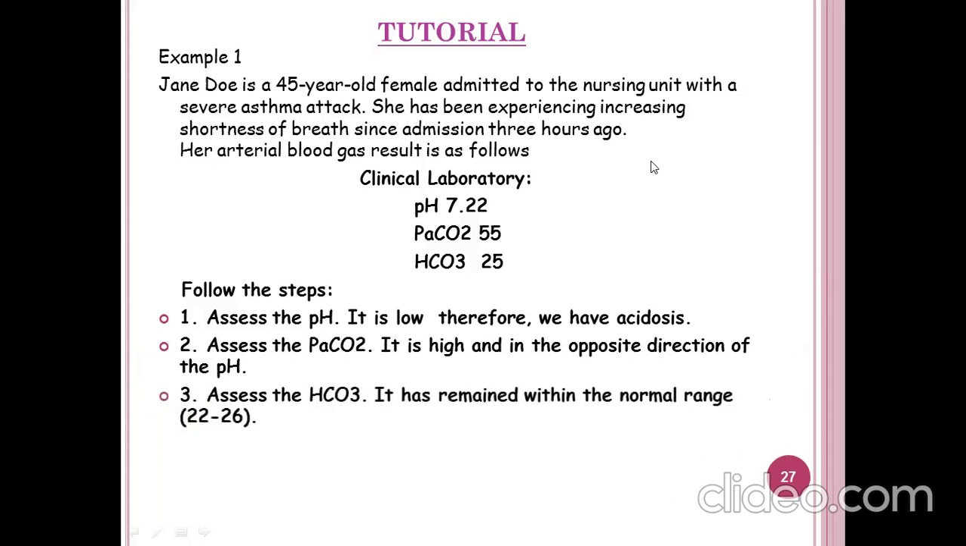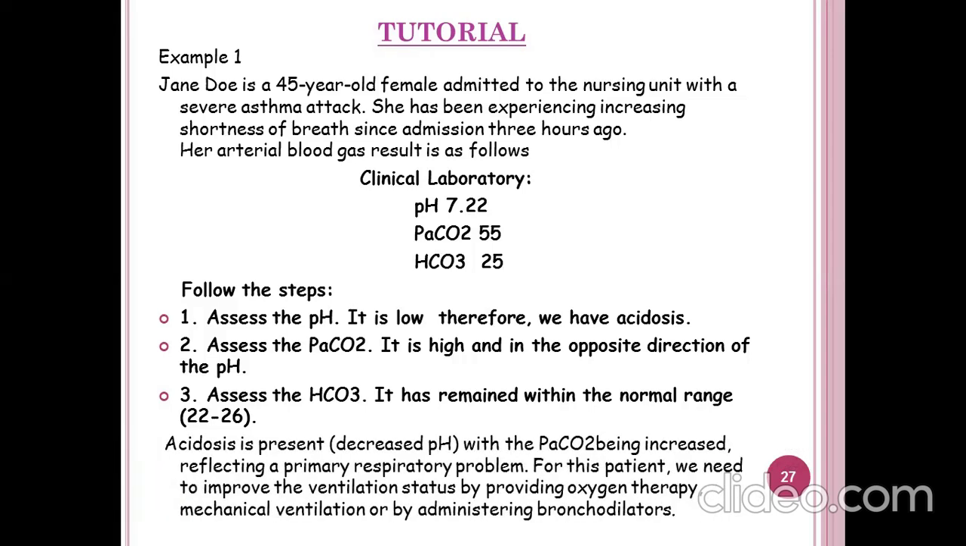Coming to bicarbonate, the value of bicarbonate is 25. This value is within the normal range. It has remained within the normal range. So this is the respiratory cause and acidosis. As you already told, respiratory acidosis is present: decreased pH with the partial pressure of carbon dioxide increased, reflecting a primary respiratory problem.